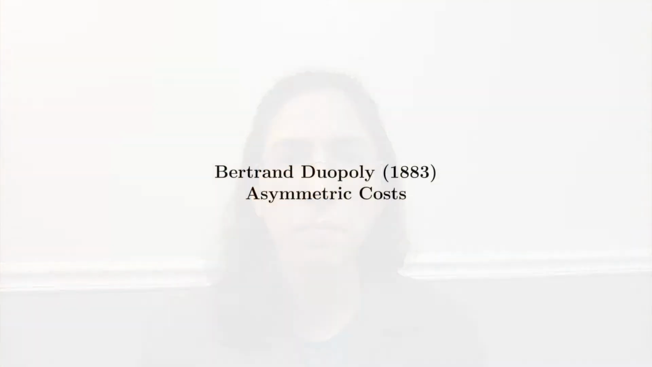In this second of two videos about Bertrand Duopoly, we'll study a Bertrand model with asymmetric costs and finally arrive at a game with no Nash equilibrium. Now we will consider a model of Bertrand competition in which the firms competing have different constant average and marginal costs of production.